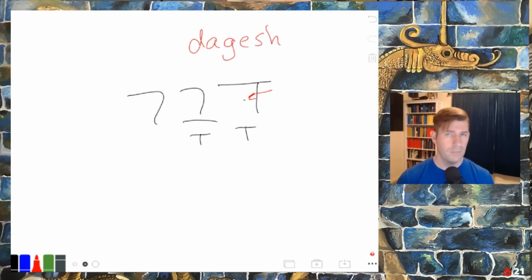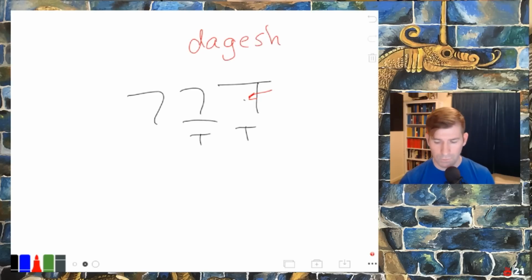Dagesh. I'm going to call it dagesh because that's what everybody is going to call it if you go to seminary and learn it. So that's what I'm going to call it here for continuity's sake. Anyway, that's a dot in the middle of a letter.